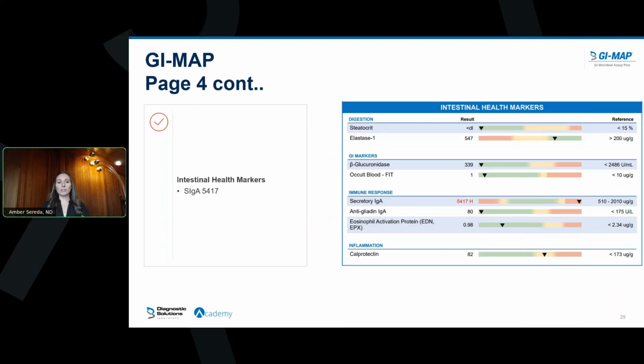In the intestinal health markers section, really the main thing I wanted to point out here is this elevated secretory IgA. So probably partly in response to that Candida, but can also be reflective of barrier dysfunction leading to food sensitivities, because secretory IgA is really important in food tolerance.